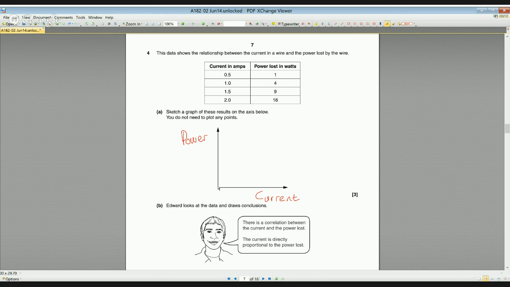What we need is a line that curves like this, showing that the power is increasing faster than the current, which you can see from the table.